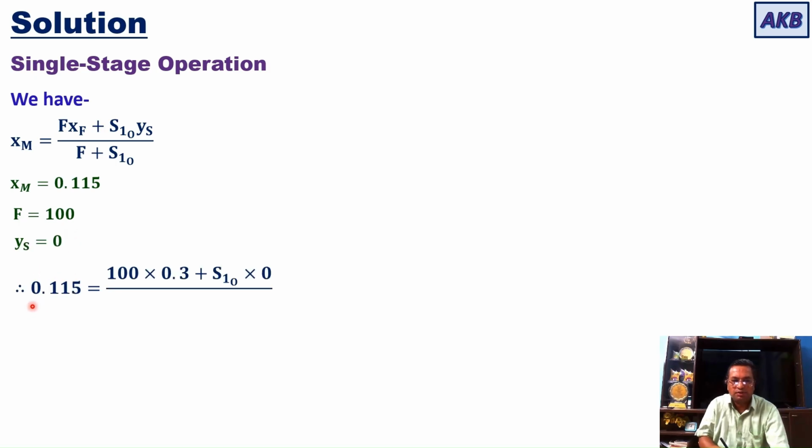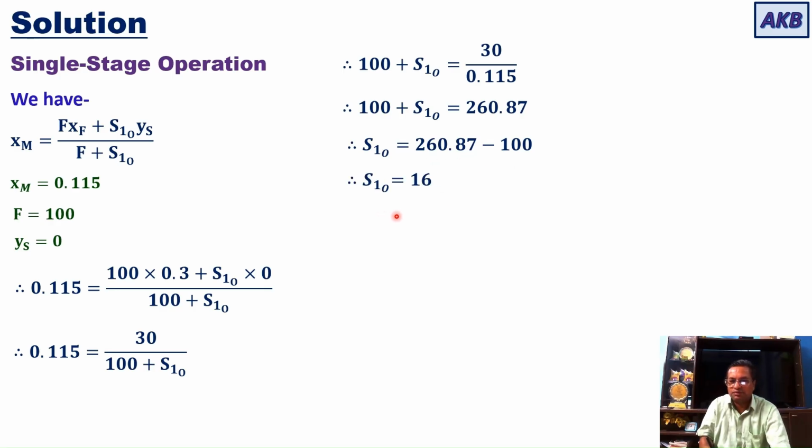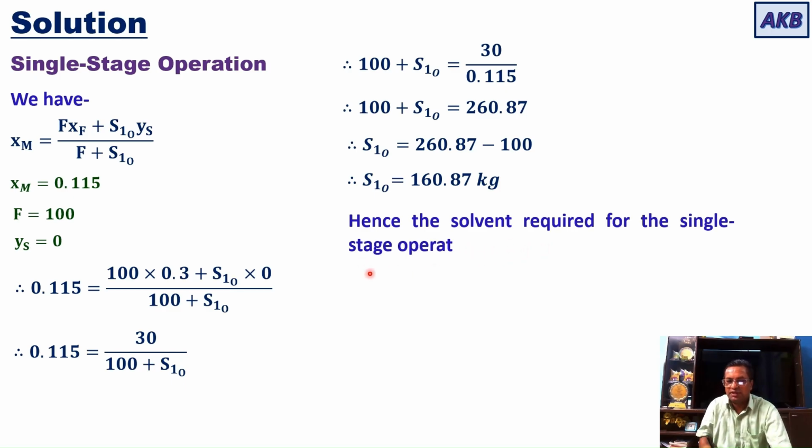So if you use these values, we will get 0.115 is equal to 100 into 0.3 plus S10 into 0, divided by 100 plus S10. That is 0.115 is equal to 30, because 100 into 0.3 is 30, plus 0, that is 30. So 0.115 is equal to 30 divided by 100 plus S10. That is 100 plus S10 is equal to 30 divided by 0.115. That is 100 plus S10 is equal to 260.87. That is S10 comes out to be 260.87 minus 100, that is 160.87 kg. Thus, the solvent that is required for the single stage operation comes out to be 160.87 kg.